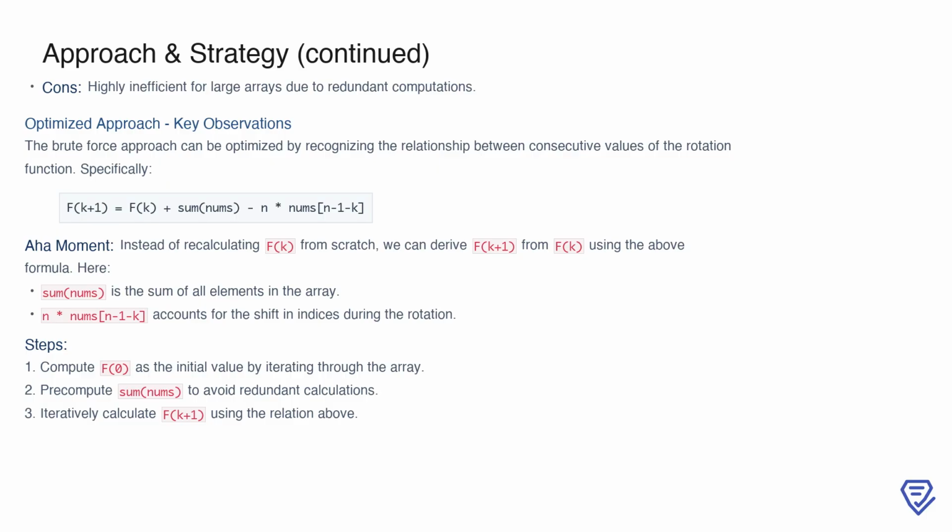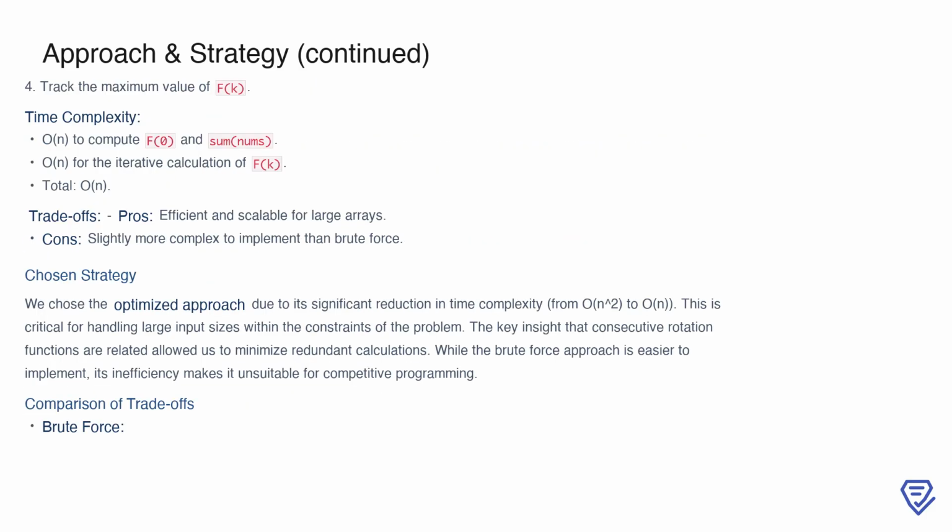To implement this, we start by computing F(0) as the initial rotation function value through a single pass over the array. We also pre-compute sum(nums) to avoid redundant calculations. This approach significantly reduces the computational overhead compared to brute force. Once we have F(0) and sum(nums), we can calculate each subsequent F(k) iteratively using the relationship between F(k) and F(k+1).